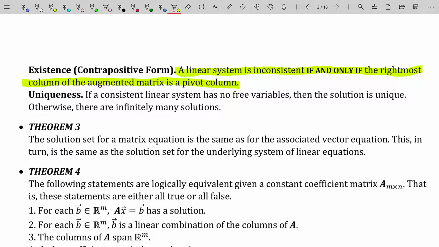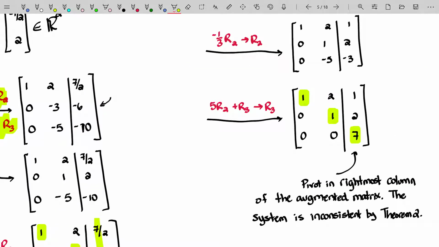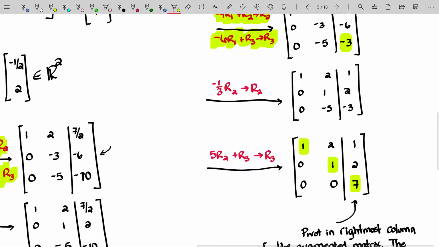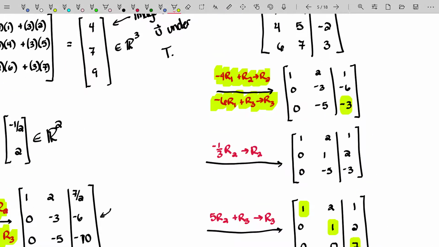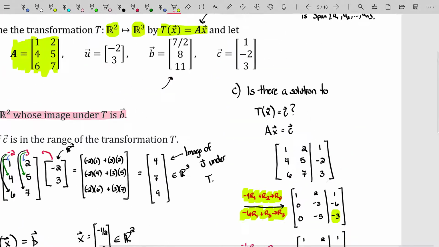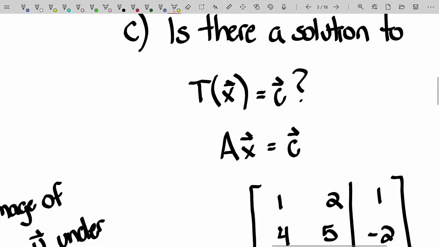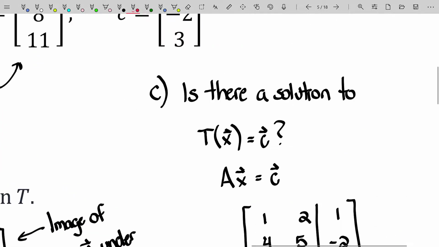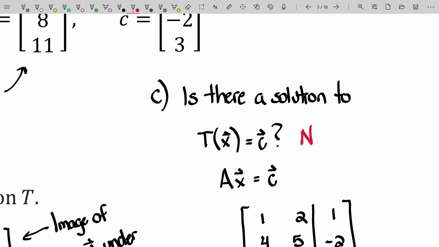So that's what we're using in this situation here. Since the rightmost column is a pivot, there's no solution to the linear system. And remember, linear systems and their associated matrix equations and vector equations all have the same solution. So if this is inconsistent, then there's no solution to this matrix equation. So the answer to this question, is there a solution to this, is no.